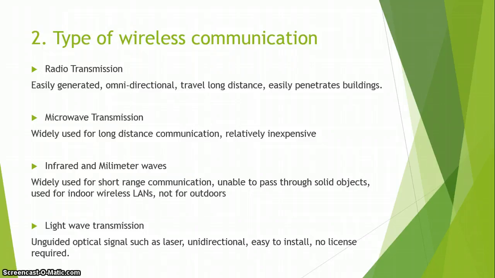The second question asks about the types of wireless communication. Radio transmission is easily generated, omnidirectional, may travel a very long distance, and may easily penetrate buildings. Microwave transmission is widely used for long range communication, and is relatively inexpensive. Infrared and millimeter wave are widely used for short-range communication, for instance LAN, Bluetooth, Wi-Fi. Light wave transmission is an unguided optical signal such as laser, unidirectional, and very easy to install.